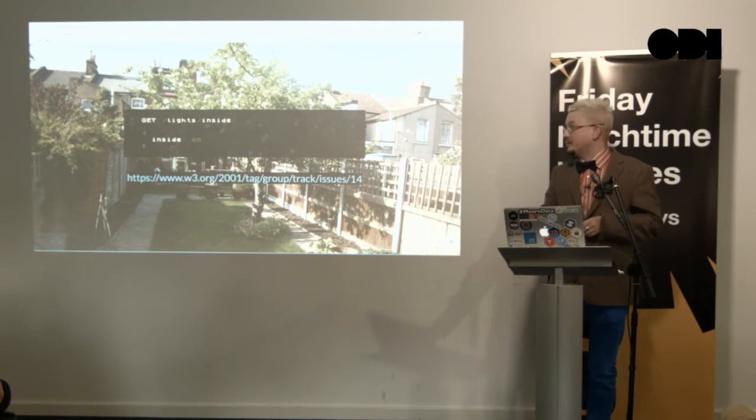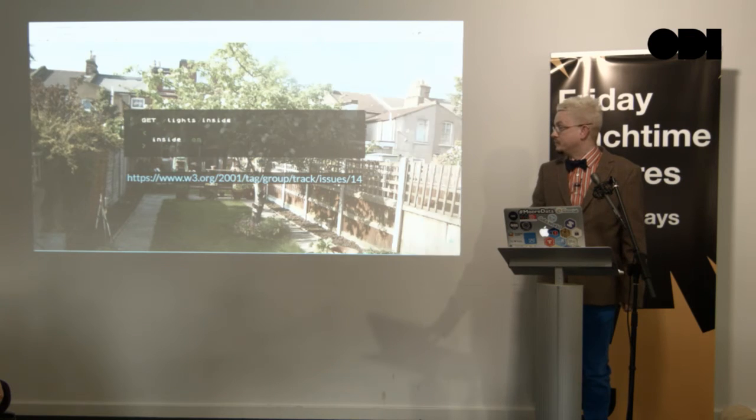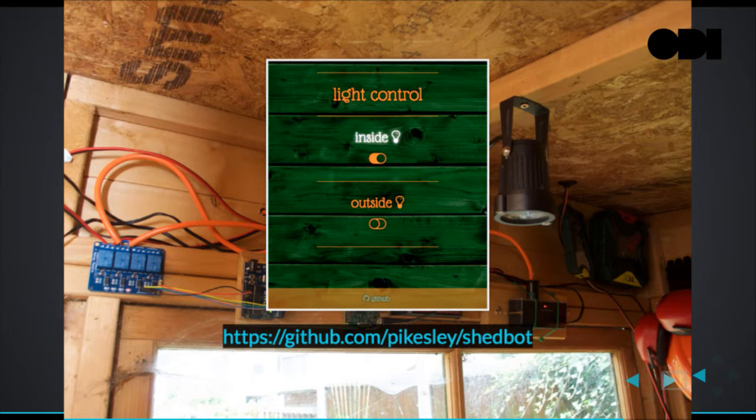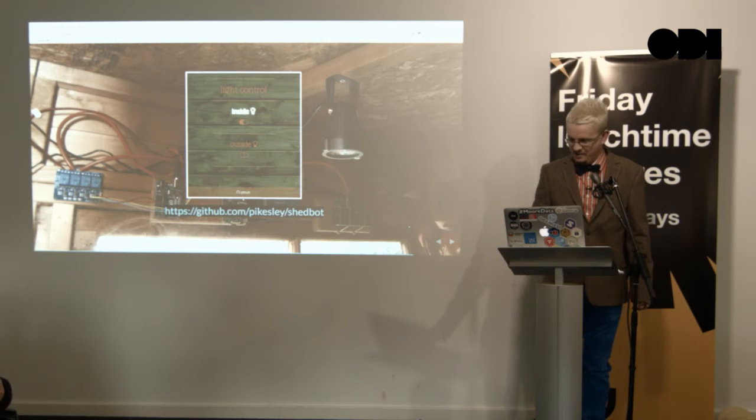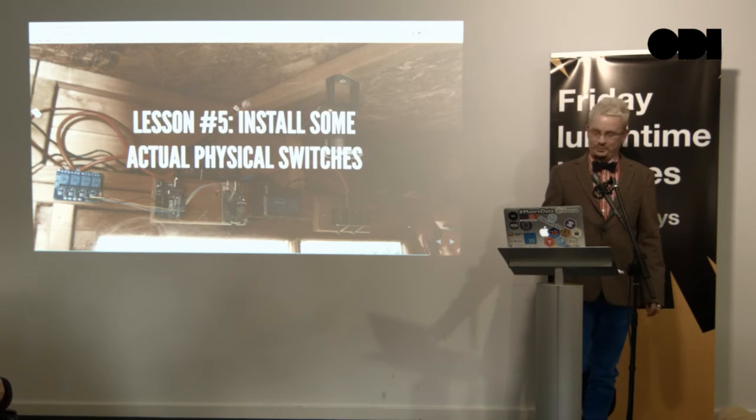So what does this all look like when it's all put together? If you're on my home network and you point your web browser at the address of the Pi, you'll see this. And you can click the switches, and you can turn the lights on and off, and it's all amazing. However, there's a horrendous flaw in all of this. If I don't have my phone down at the shed, then short of pulling wires out, I have no way of controlling the lights. The most important lesson of all: install some actual switches.